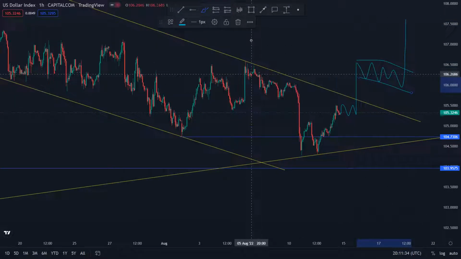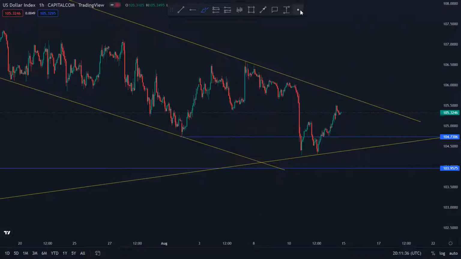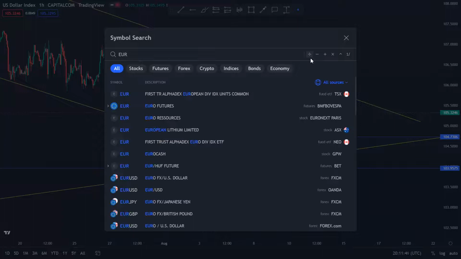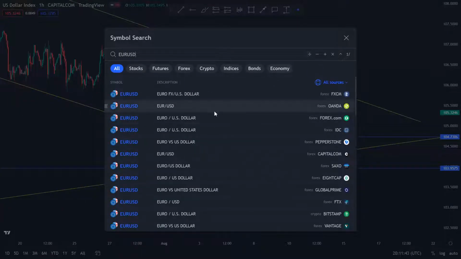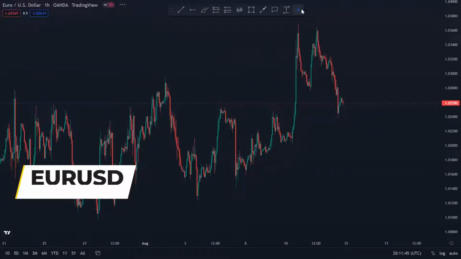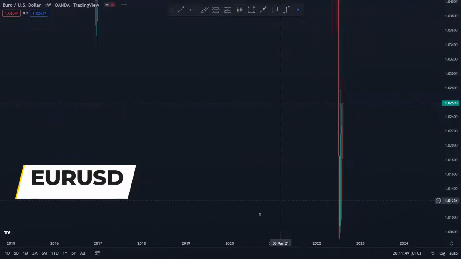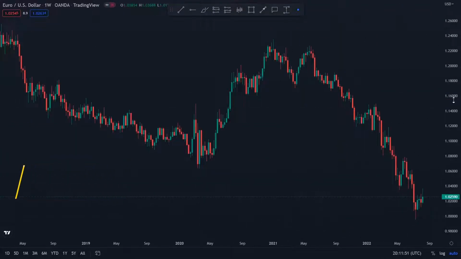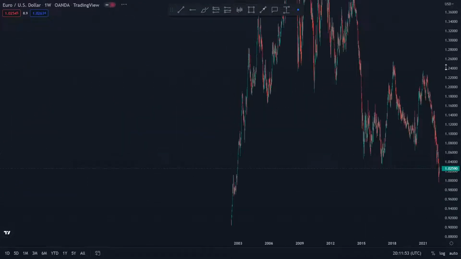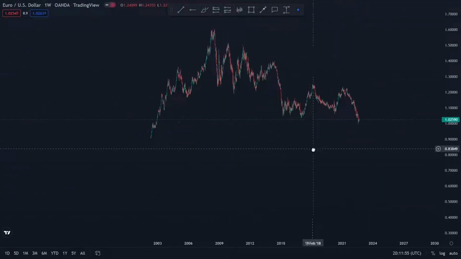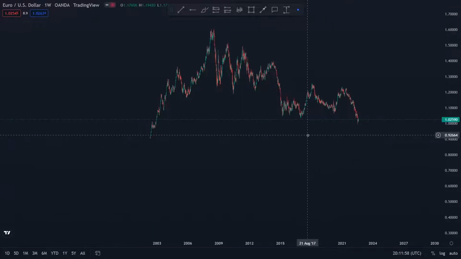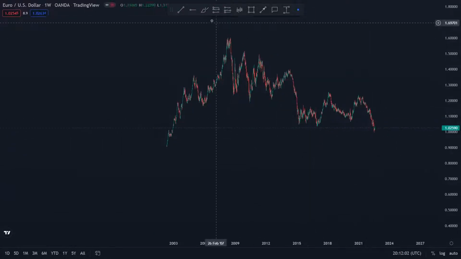Okay, so let's look at Euro US dollar. Euro US dollar moves negatively correlated with the DSY. So if the DSY is buying, Euro US dollar is selling. This is a tip I'm just giving you guys for free.